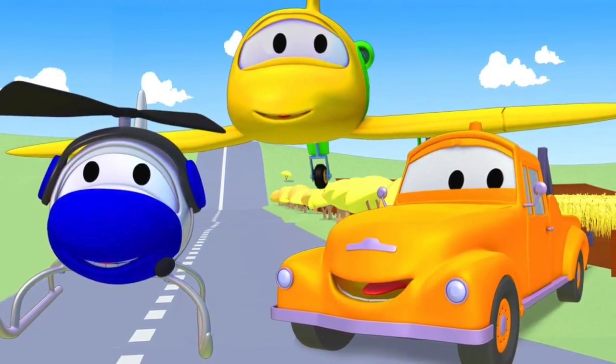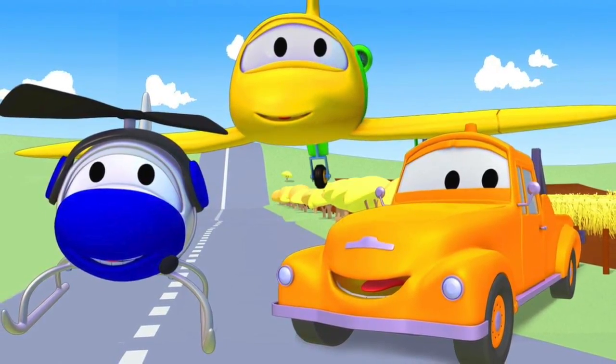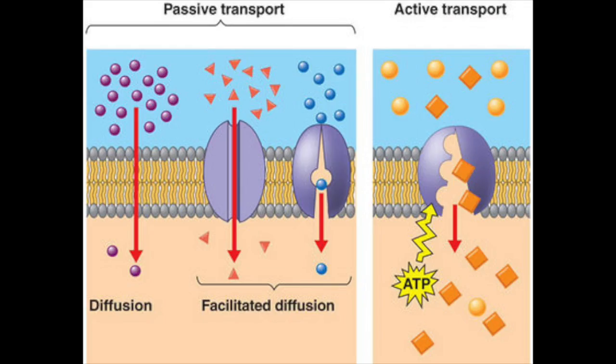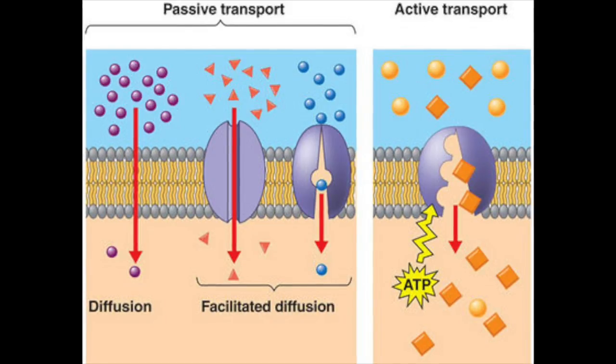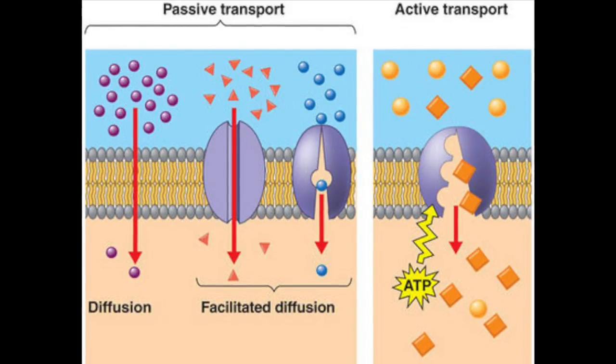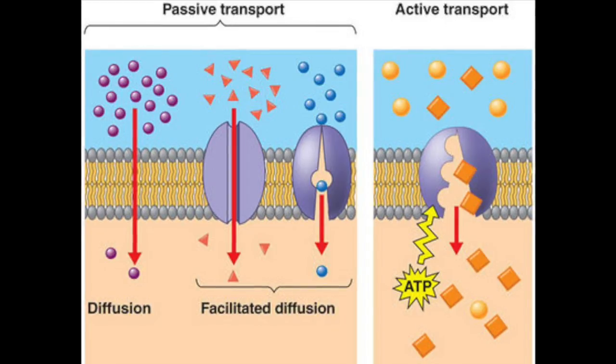But this is biology class, so we can't have pictures of cute trucks and planes. What we do have is where, on a molecular level, molecules constantly move in and out of the cell's plasma membrane. There are two main types of transport, and they are passive transport and active transport.